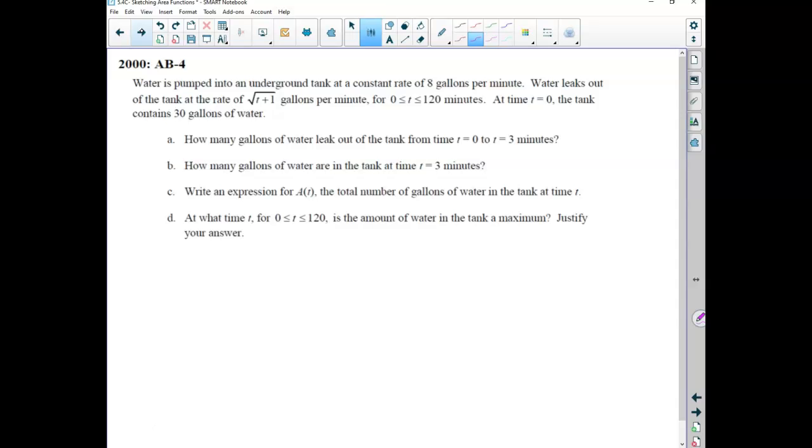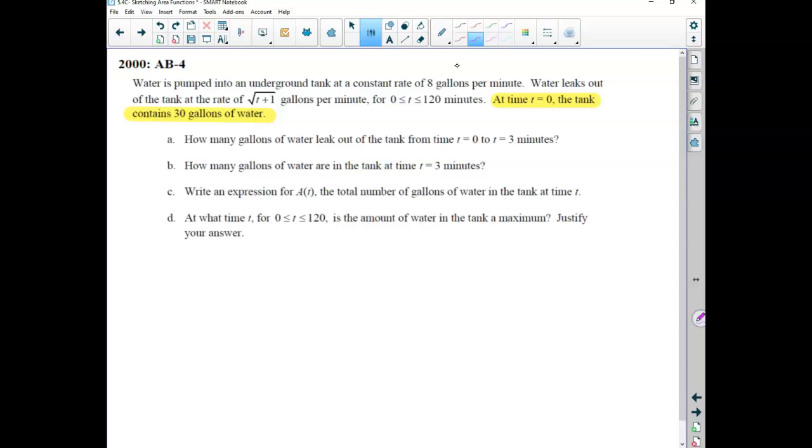2000. Water is pumped into an underground tank at a constant rate of 8 gallons per minute. Water leaks out of the tank at the rate of square root of t plus 1 gallons per minute, for t going from 0 to 120 minutes. At time t equals 0, the tank contains 30 gallons of water. This is an initial condition for us that we do not want to disregard.